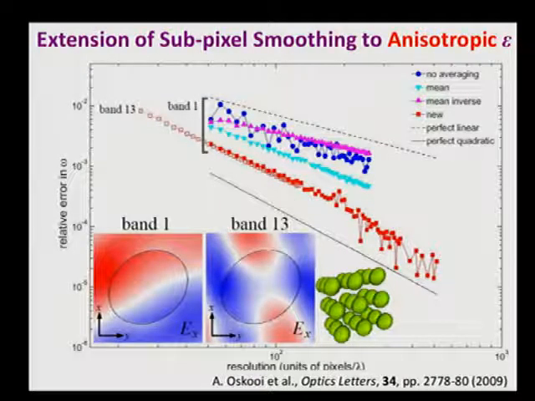Finally, we extended our subpixel smoothing method to handle anisotropic dielectrics by once again deriving the correct perturbation theory. We demonstrated that our subpixel smoothing method, shown as the red data points, produced the lowest errors and restored the second-order accuracy of the underlying discretized equations.